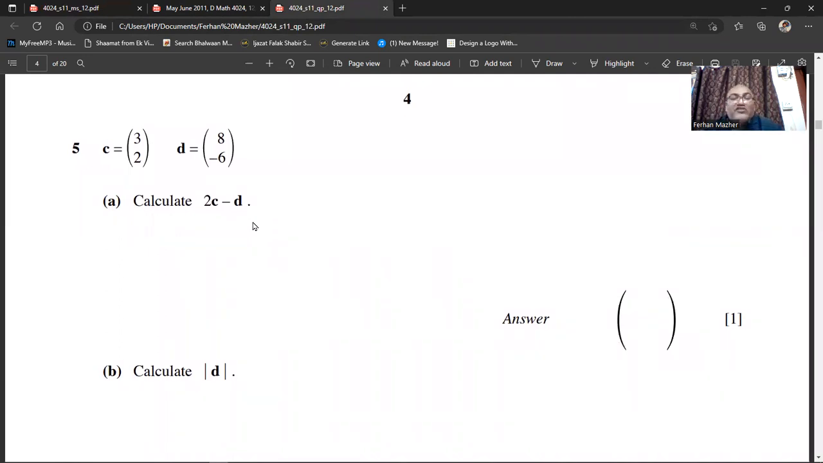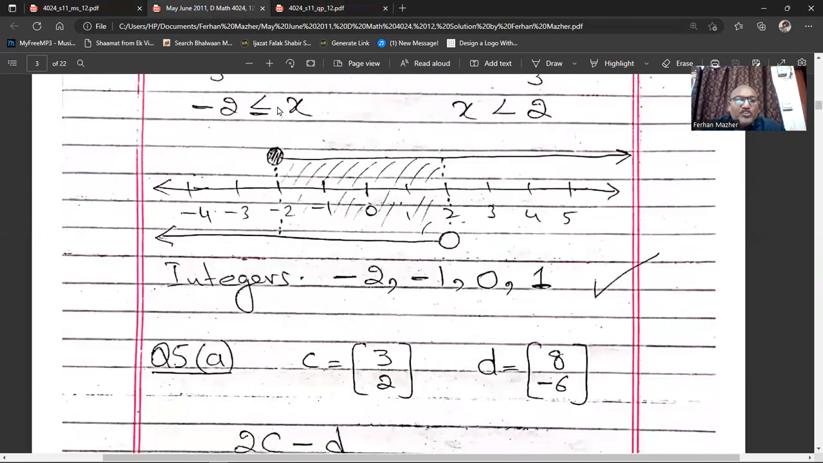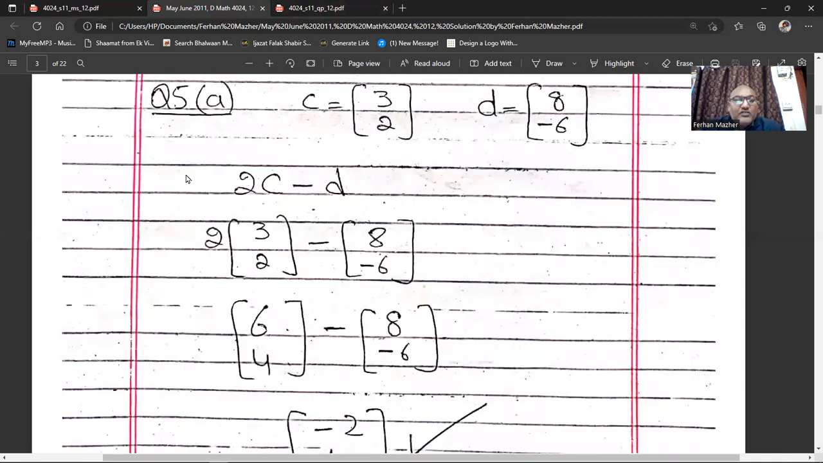So now we are going to the next question. That is question number 5 here. A column vector is given. Its name is C. C is 3, 2, and the D is 8 minus 6. Their question is A part, evaluate 2C minus D. Okay. So 2C minus D is simple.